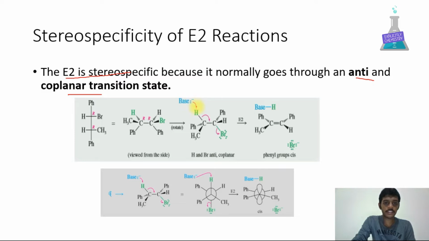If the base abstracts this proton, this bond migrates over here, and the bromine eliminates, only if the leaving group and the hydrogen are anti. Here this is the leaving group bromine, and this is a beta hydrogen. These are at a dihedral angle of 180 degrees. They are exactly opposite. This is called the anti-coplanar transition state. The base abstracts this proton, and this double bond is formed over here, and the bromine eliminates, resulting in the formation of the cis product. Here the two phenyls are cis.